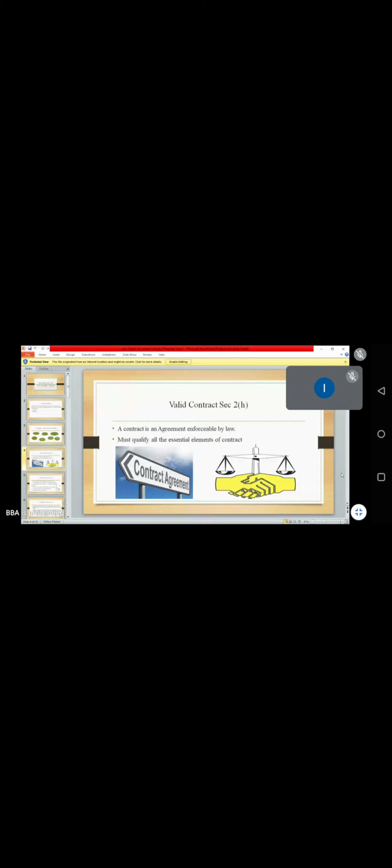Valid contract, section 2(h). A contract is an agreement enforceable by law, and must qualify all the essential elements of a contract. Now you can see what is a contract. It's an agreement which is enforceable by law. So two elements: it should be an agreement and then it should be enforceable by law, and all the essential elements of the contract should be there. Only then it becomes a valid contract.